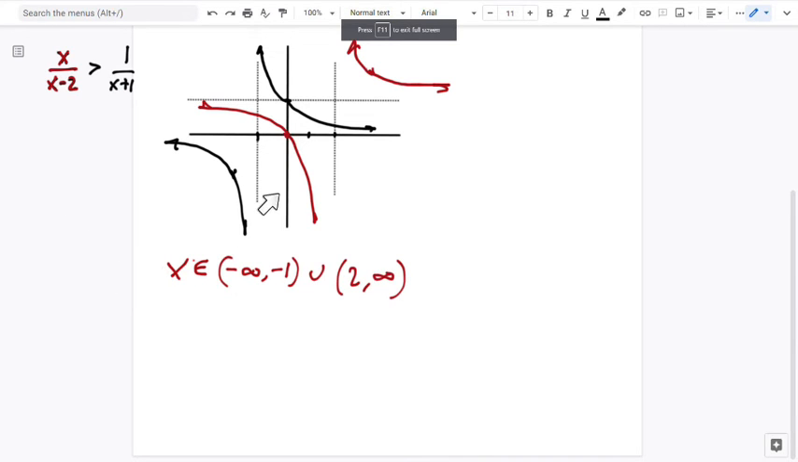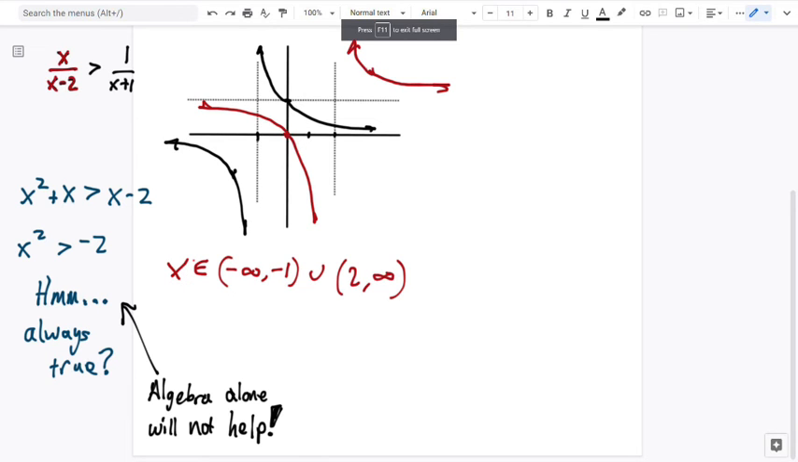What I can see, though, is that from the graph, anytime x is bigger than 2, so here's x equals 2, if we're bigger than that, the red is above the black. If we're between 2 and -1, here we see the black is always above the red, and then if we go from -1 down to -infinity, we'll see the red is always above the black. So I can get the solutions graphically with no problem. Let's take an algebraic approach.